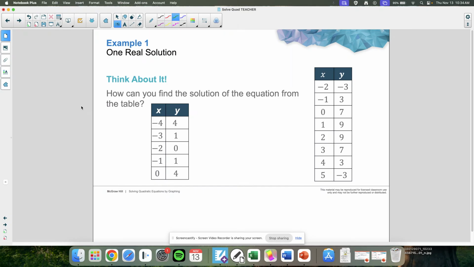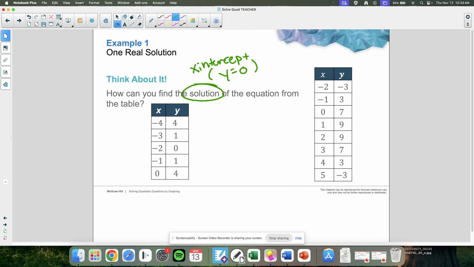I just want to point out, what does it mean if you're trying to find the solution from a table? Your solution is always where it hits the x-axis. So we are still looking for our x-intercepts. What is the value of the x-axis? So your x-axis is right in the middle. Does it go up, down, or is it literally at 0? It's at 0. So your x-intercepts just mean y equals 0.